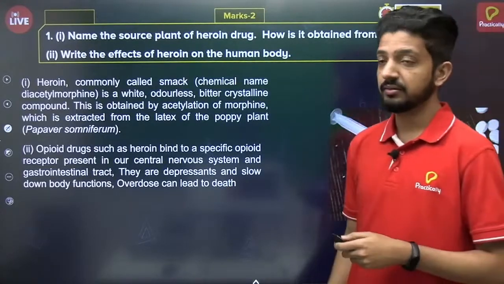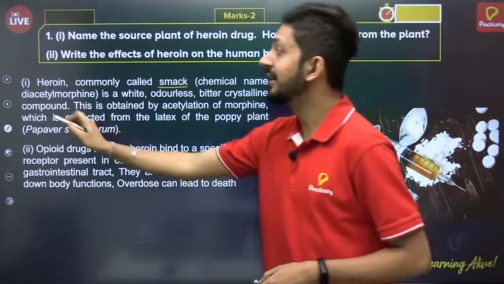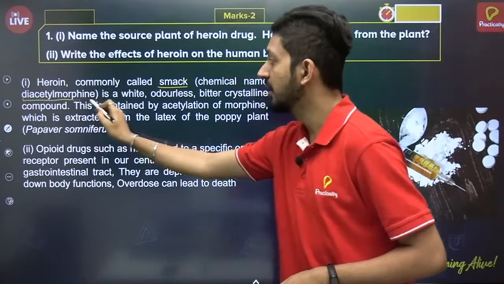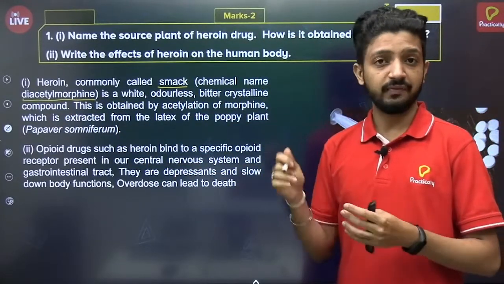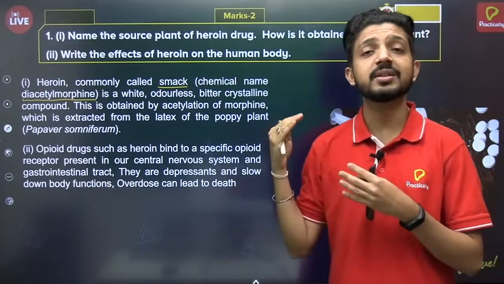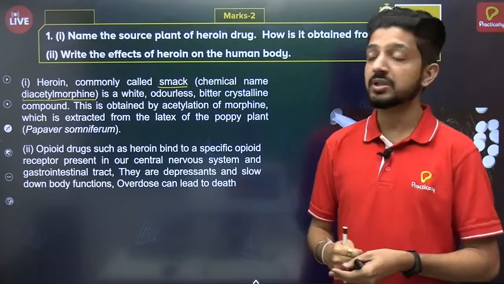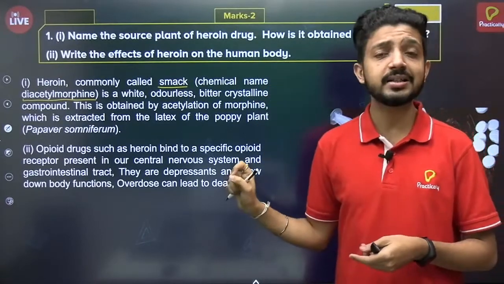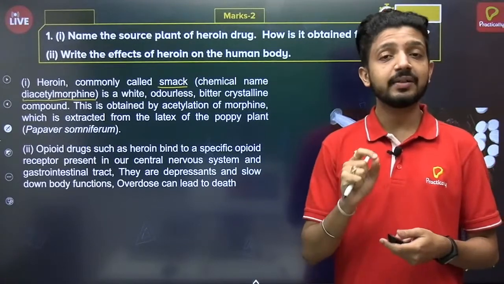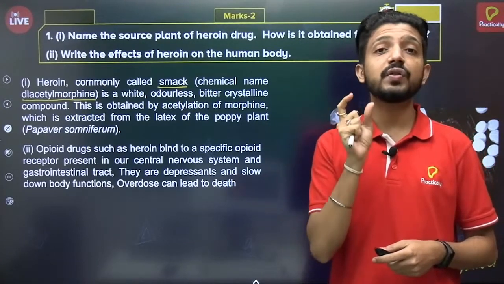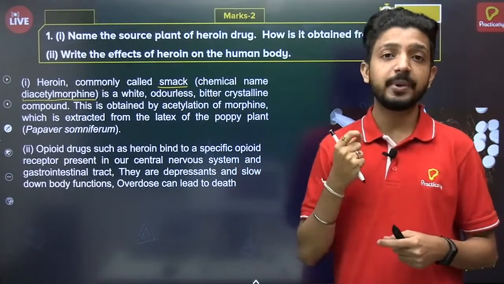Heroin, commonly known as smack, has the chemical name diacetylmorphine. This is additional information I'm discussing because one of the aims of discussing the sample paper is also to revise some important topics. So in the answers given here, you will find some extra details. But while writing from the exam point of view, we need to focus on the keywords, which I'll be underlining, so that we pay more attention to them.